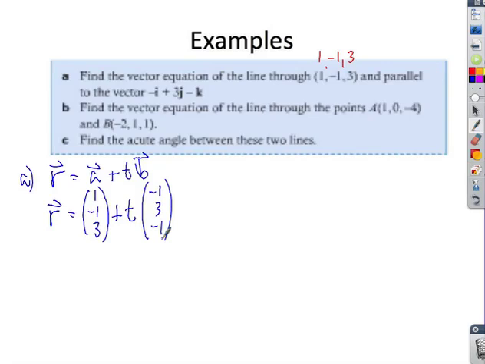In question b, it says find the vector equation of the line through the points A, which is 1, 0, -4, and B, which is -2, 1, 1. So if we want to find this vector equation, it's essentially the vector equation of AB. We first need to find vector AB. So again, this is what we've been doing. So vector AB again is OB minus OA.